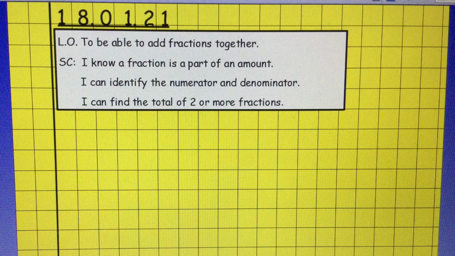This week we are focusing on fractions. Today, our learning objective is to be able to add fractions together. To be successful, we need to know a fraction is a part of an amount or part of a whole. We can identify the numerator and the denominator, and we can find the total of 2 or more fractions.